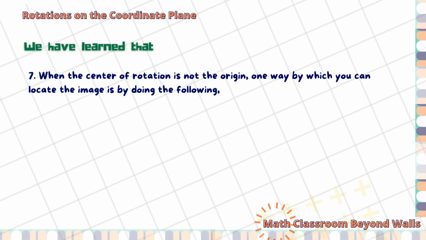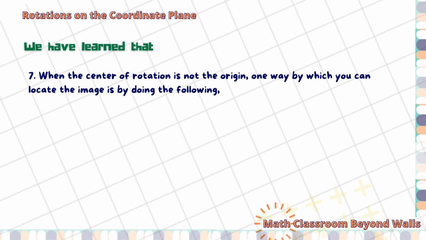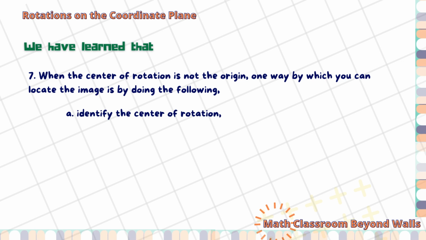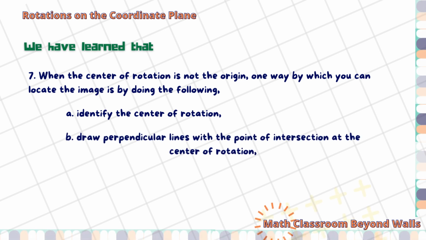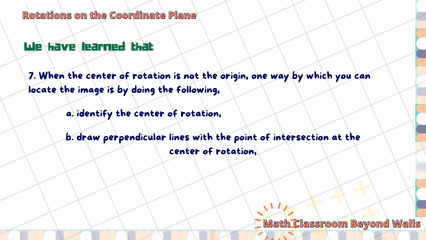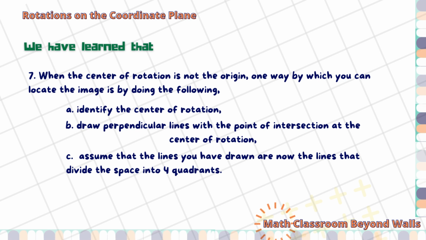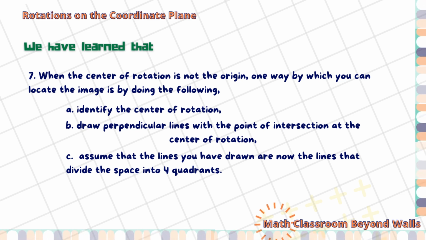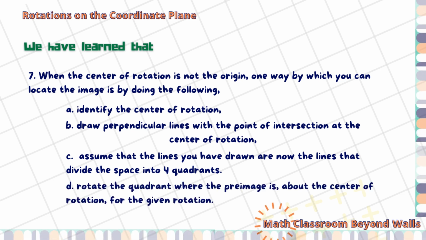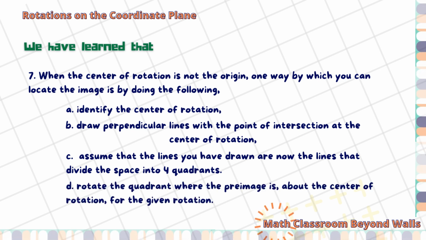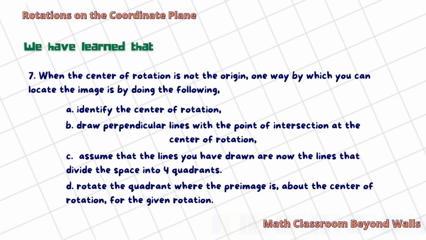Seventh, when the center of rotation is not the origin, one way by which you can locate the image is by doing the following. A, identify the center of rotation. B, draw perpendicular lines with the point of intersection at the center of rotation. C, assume that the lines you have drawn are now the lines that divide the space into 4 quadrants. D, rotate the quadrant where the preimage is about the center of rotation for the given rotation.